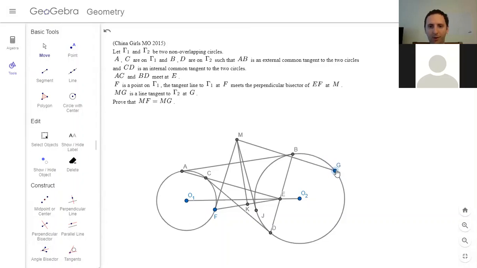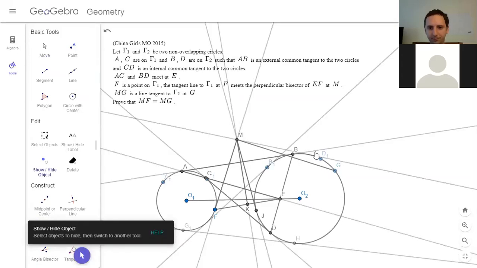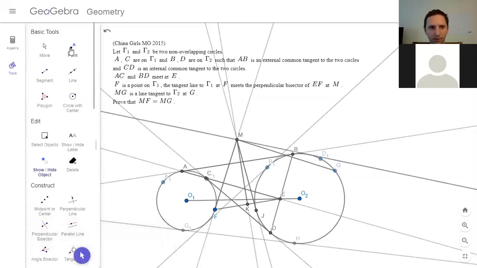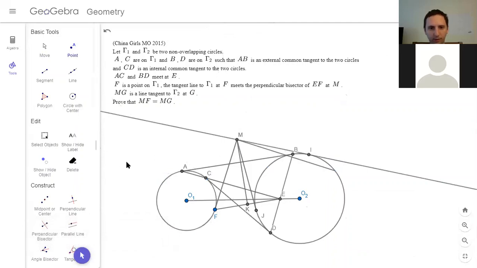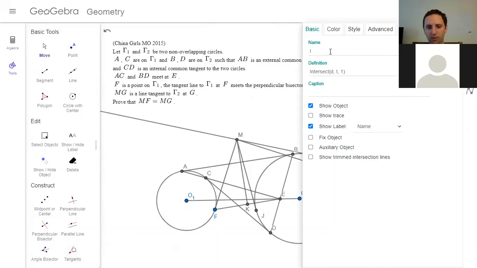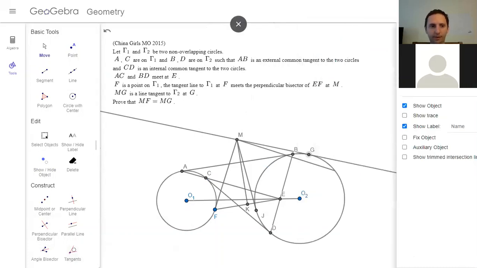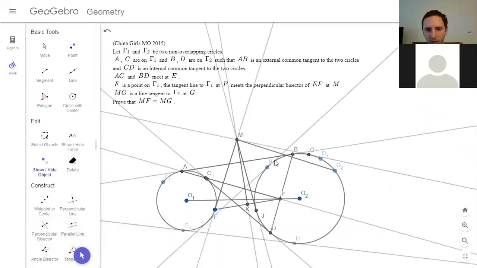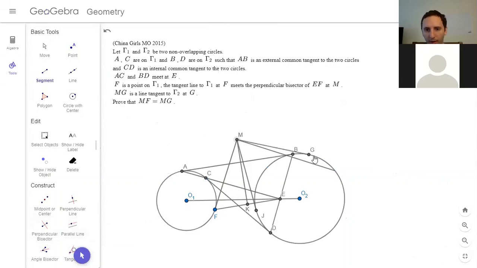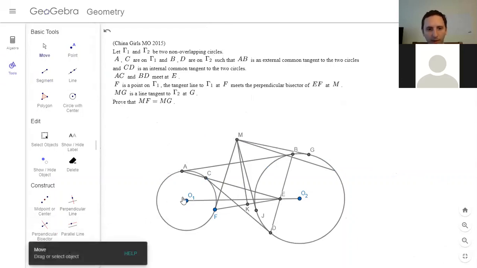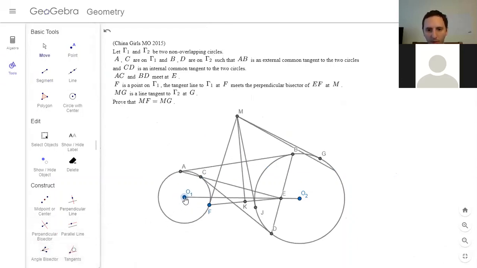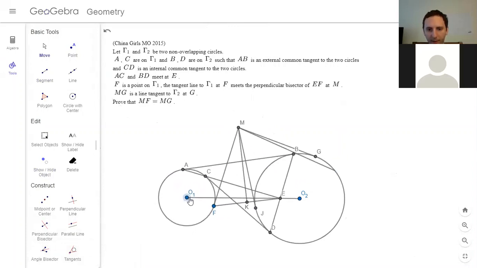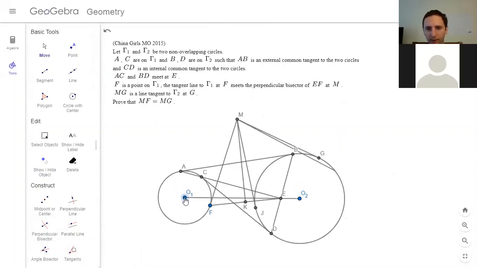Wait, what is G? Oh, yeah, this really should be point G. Oops. But I believe that's true. I'm not sure why yet. Can you move O1 or O2, I think? Check it. Okay. So, yeah, E still lies on O1O2. So, yeah, I think it's true.